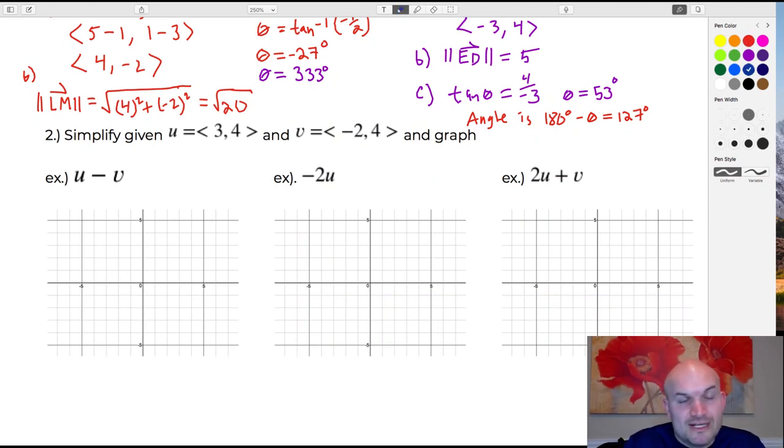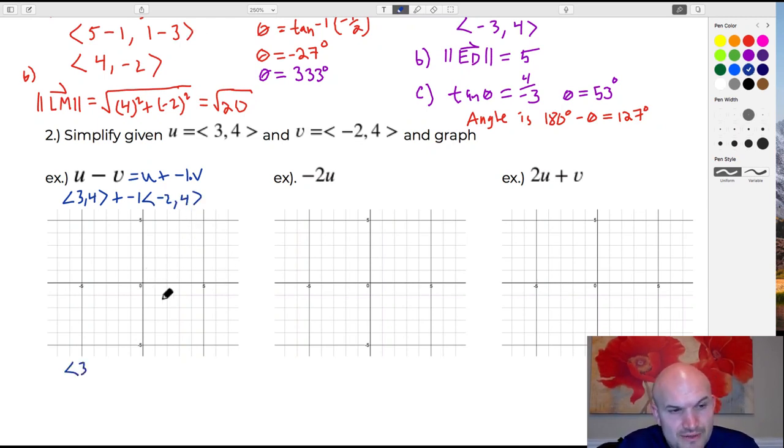What I told my students to do is, instead of subtraction, we'll just rewrite this as addition: u plus negative 1 times v. So u is basically 3 comma 4, and then plus a negative 1 times v, which is negative 2 comma 4. As I continue my work down below, that's going to be 3 comma 4 plus 2 comma negative 4.